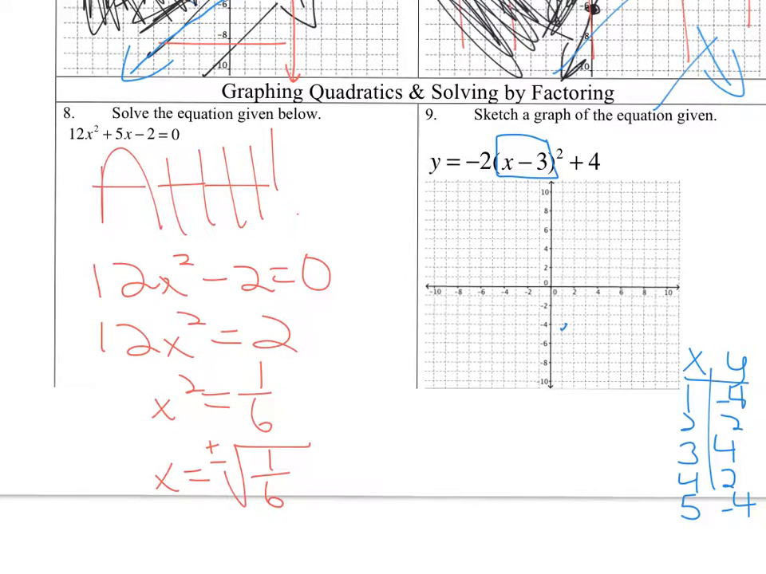Ooh, I missed. And 2, 2. 3, 4. 4, 2. And 5, negative 4.